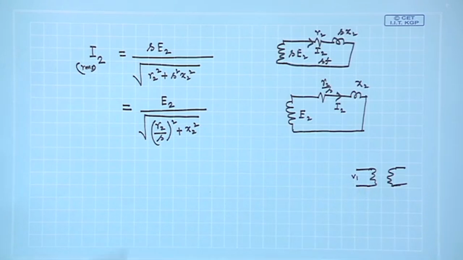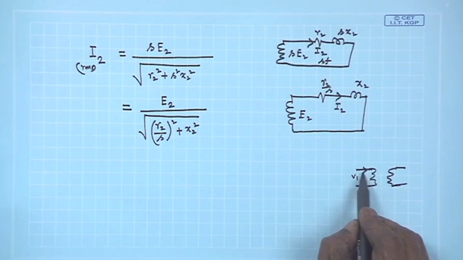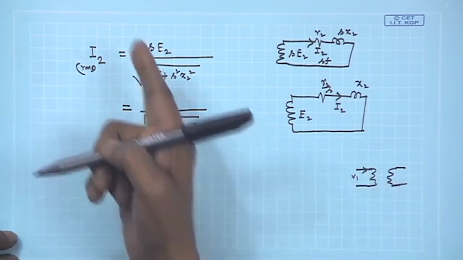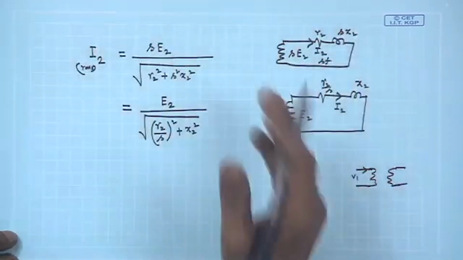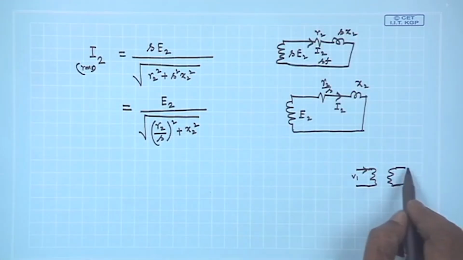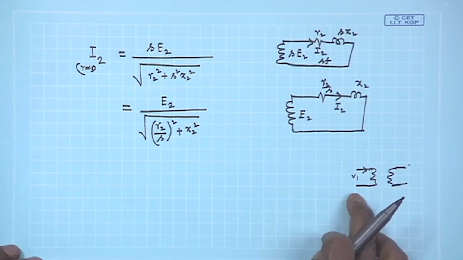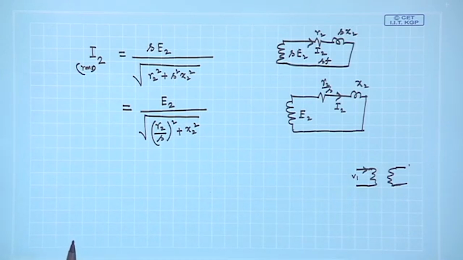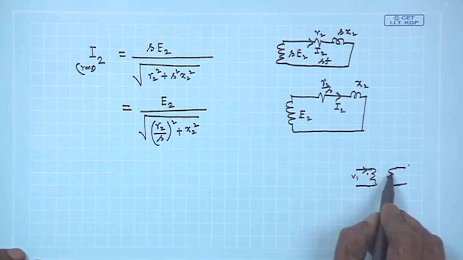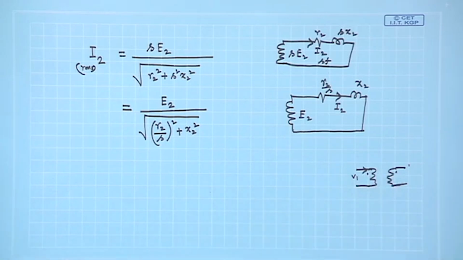Then what happens? It draws only the magnetizing current, because that second part of the circuit will be absent. It is open circuited, no Z2 is connected, and that is called the magnetizing current and Xm. Now, this point is important.